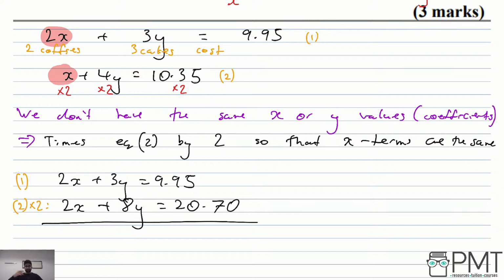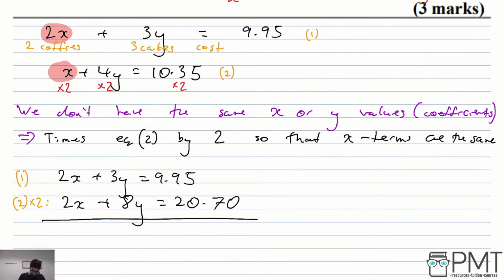We have got the same values, same 2x, so you need to take one away from the other. So you have got minus 5y is equal to minus 10.75. So you may have subtracted them the other way, which could be better actually.